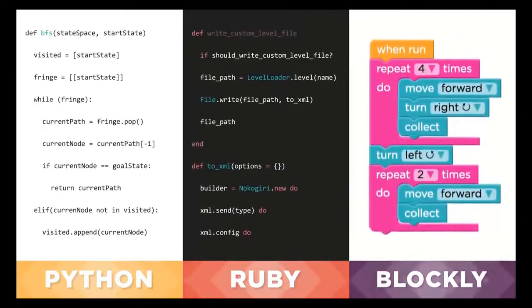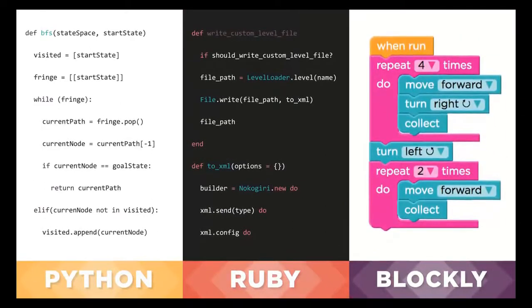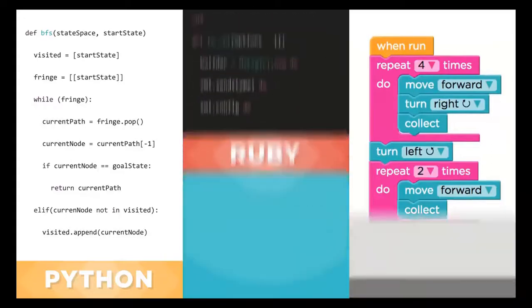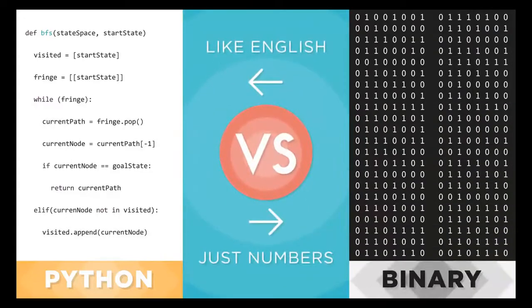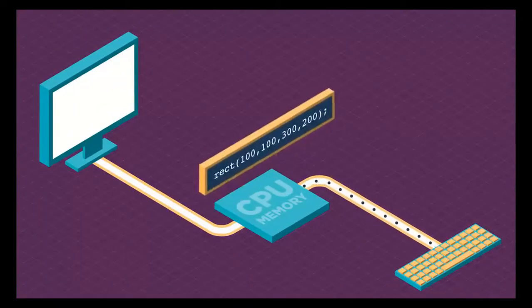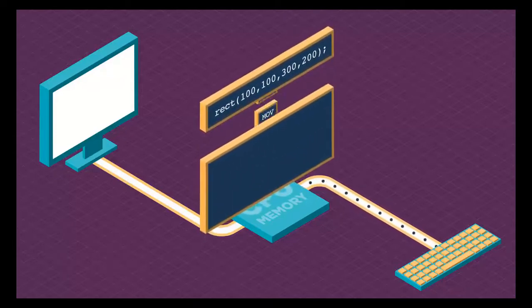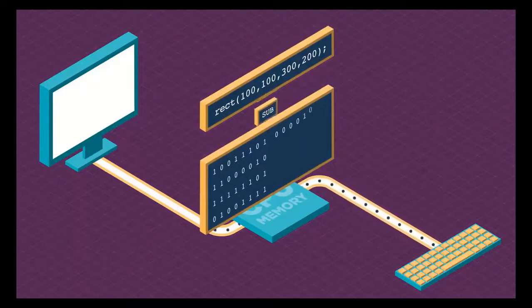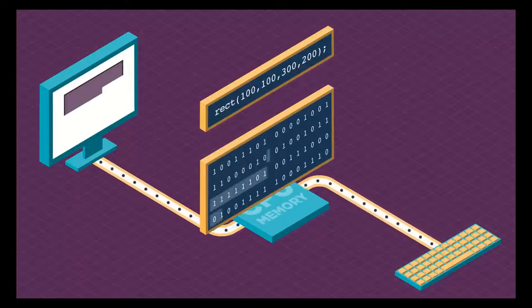even this. Programming languages like these let you type in commands in something that looks a lot like English. To draw a rectangle on the screen, you just need a single command. This high-level command is converted into hundreds or thousands of simpler binary commands that the CPU understands.